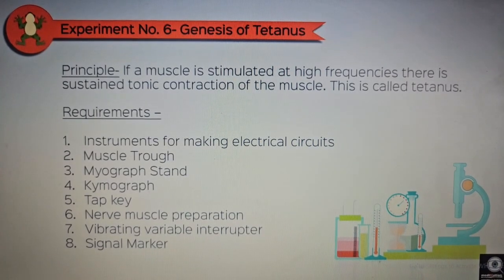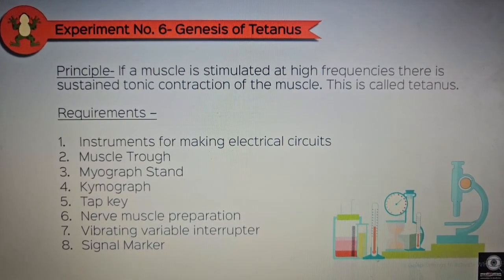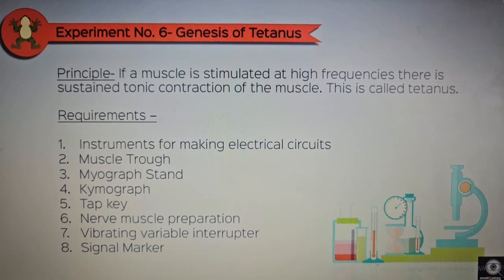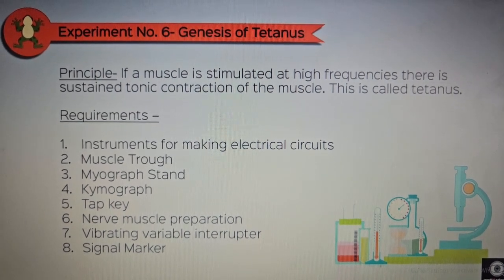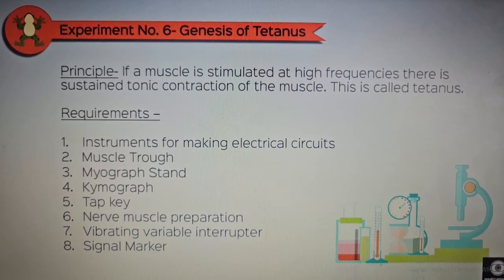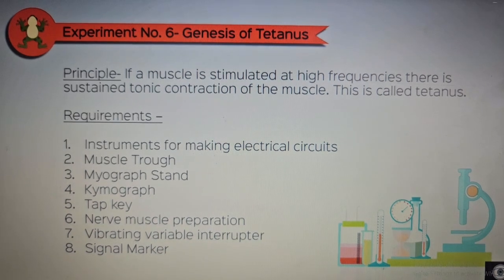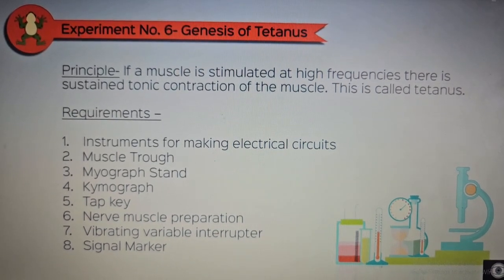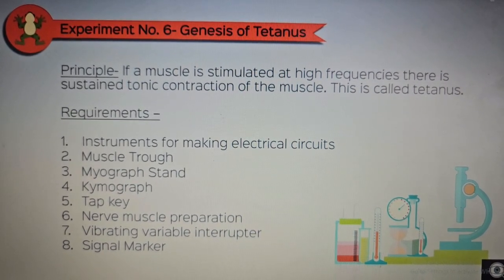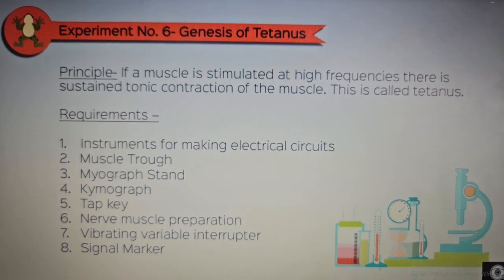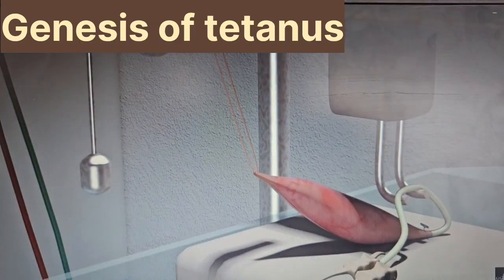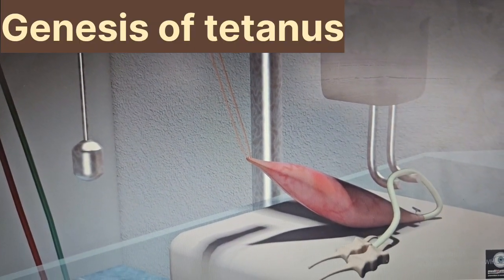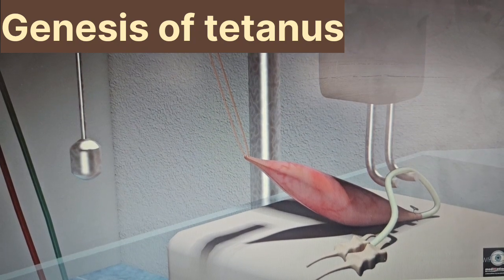Genesis of tetanus. In this experiment, we will learn about a phenomenon called tetanus. Principle. If a muscle is stimulated at high frequencies, there is sustained tonic contraction of the muscle. This is called tetanus.